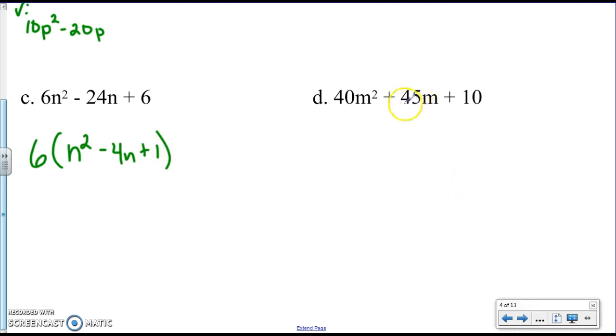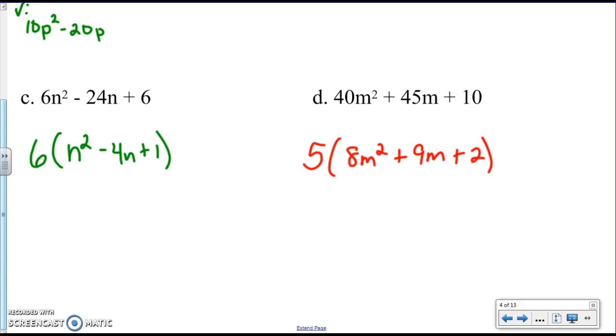Last one. Okay, 40, 45, and 10, I can divide each of those by 5. And then since this 10 doesn't have an m, I cannot include a variable there. So 40 divided by 5 is 8. M squared stays. 45 divided by 5 is 9. M stays. And 10 divided by 5 is 2. Okay, again, to check those, you can distribute.